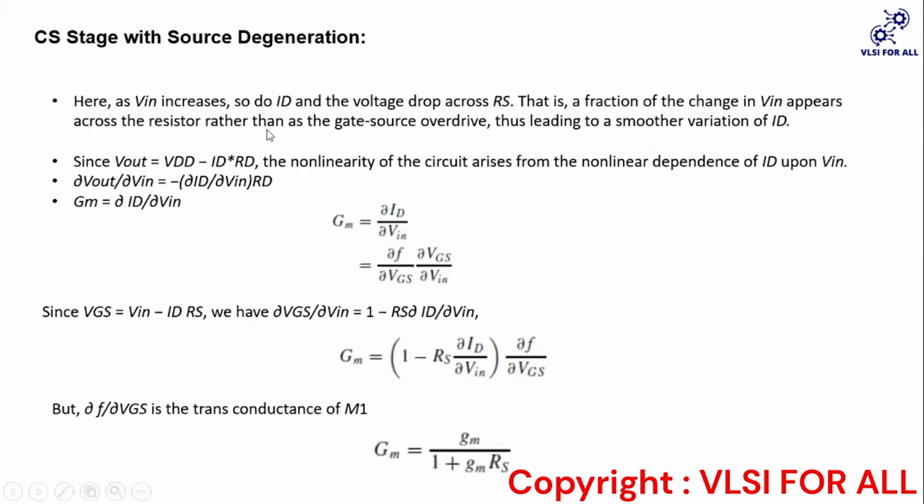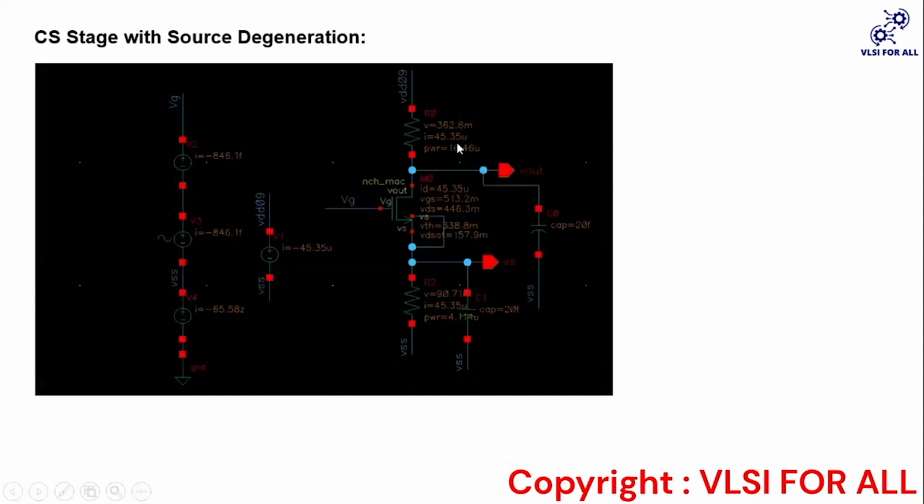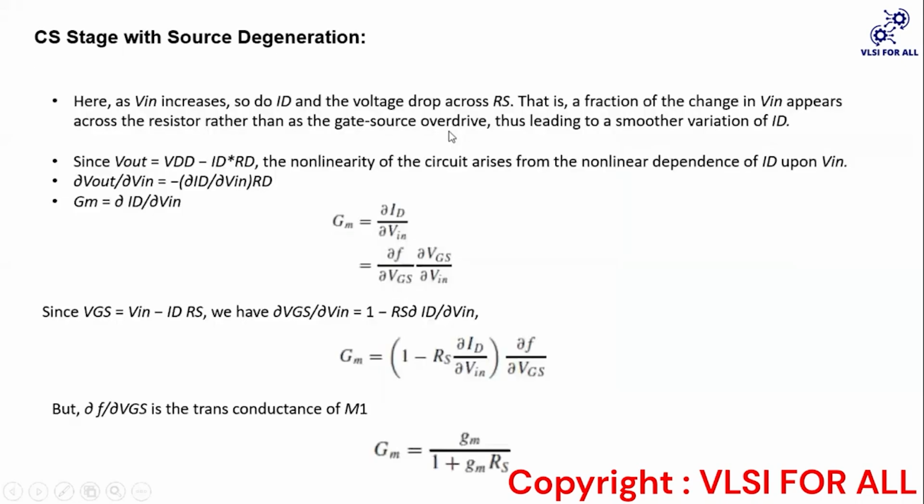So what I have told, the explanation of this is here. As Vin is increased, so do ID and the voltage drop across RS, so a fraction of the change in Vin appears across the resistor rather than across the gate and source overdrive, thus leading to a smoother variation of ID. Now we can see here V out is equal to VDD minus ID into RD. What will be the V out? V out will be equal to VDD minus whatever the current flowing through the drain into this resistance, right?